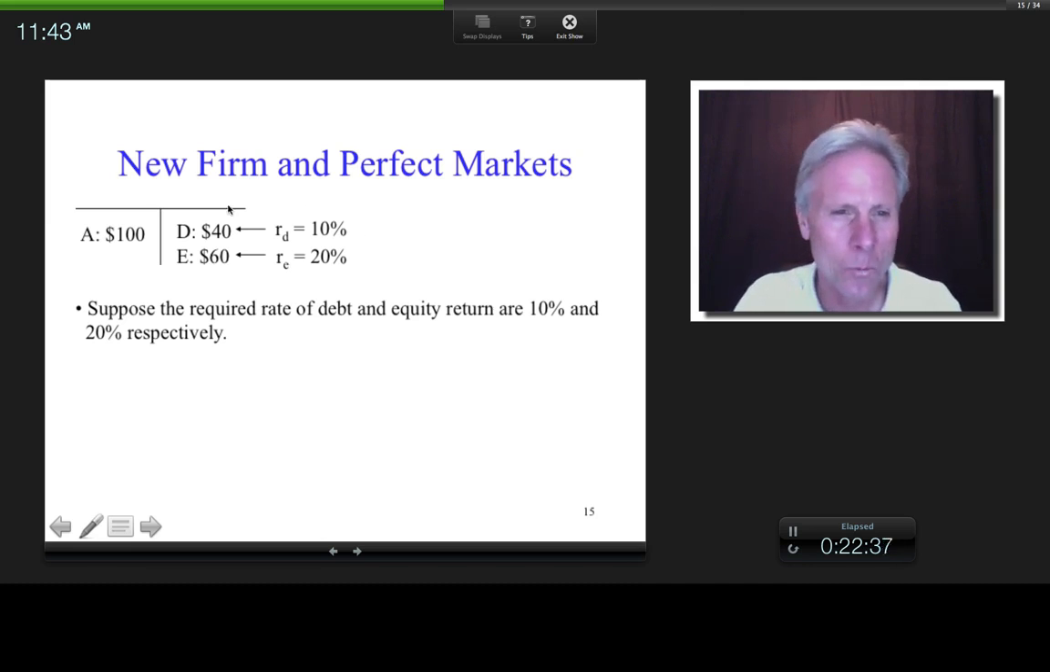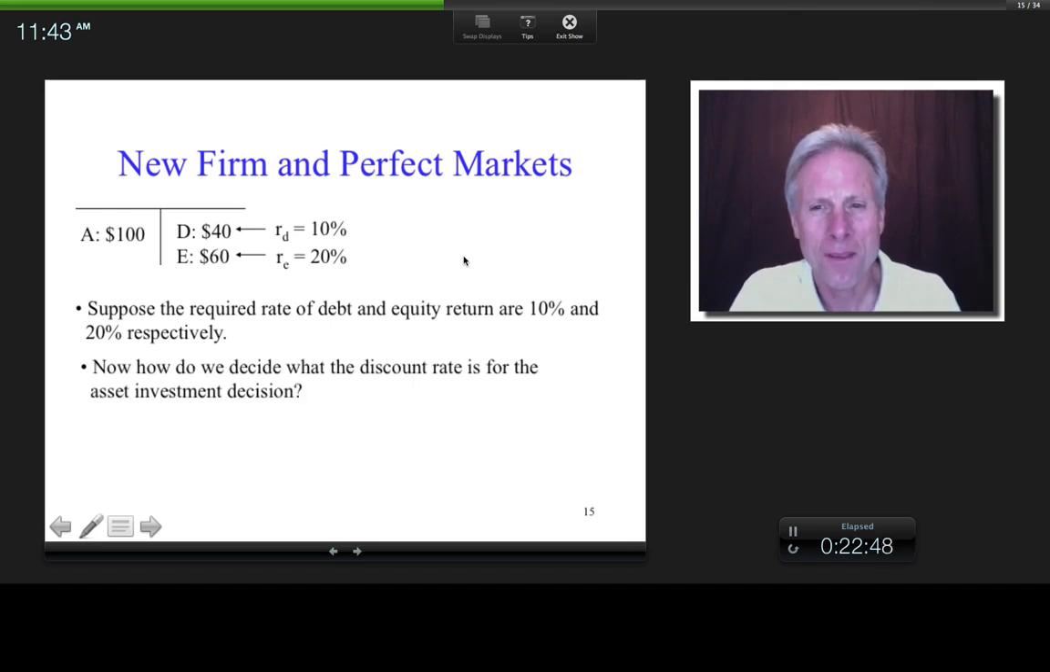We only had one number on the right-hand side reflecting the discount rate on the left-hand side. But now we've got two numbers. So how are we going to decide what the discount rate is for the asset investment decision? Well, with this information, can we figure out, if you will, what the overall discount rate is on this side? We can, right? How would we calculate that?